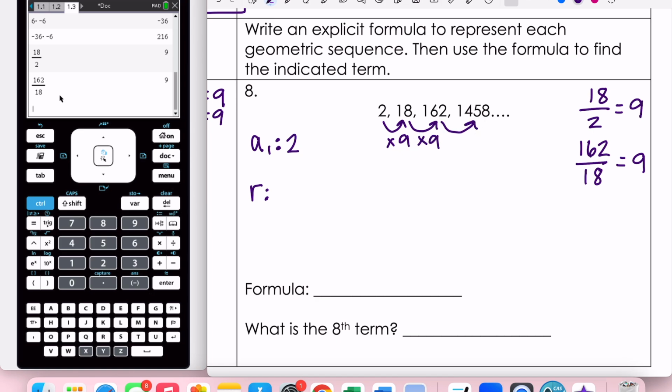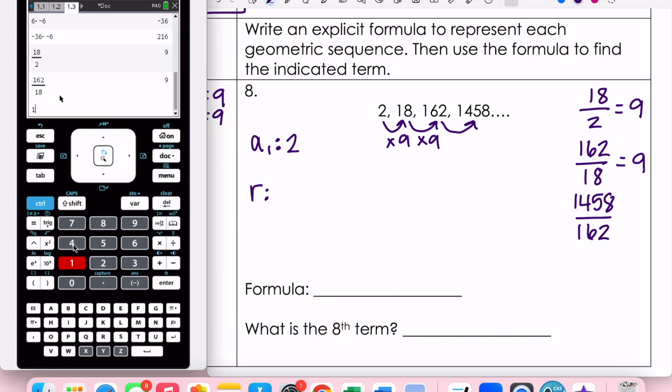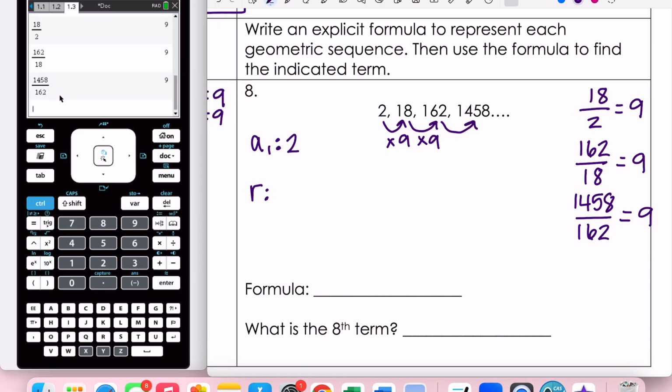Again, 1458 divided by 162. Plugging that into the calculator, we end up again with 9. So here I multiplied by 9. So my common ratio is 9.